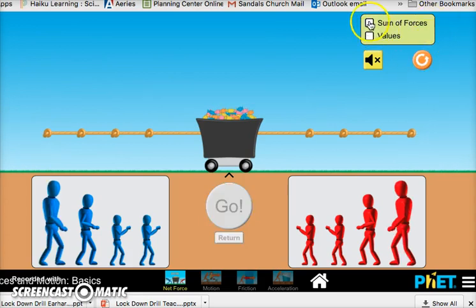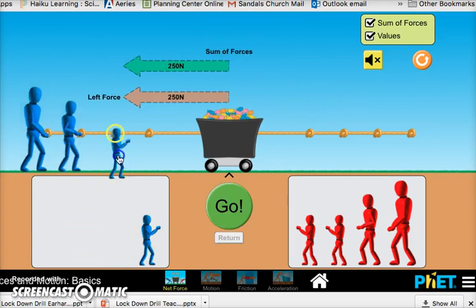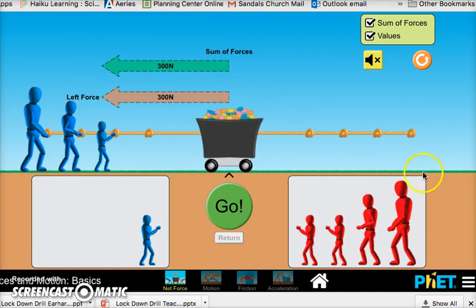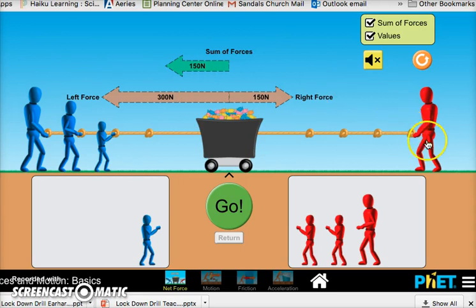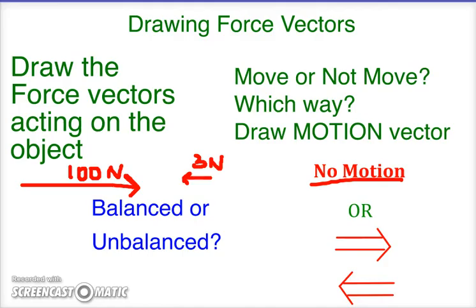Now, if I reset this and I do the second scenario, which is 3 versus 1, I'm going to move any of these 3 blue characters to the left of the cart, and 1 red character. Doesn't matter which one. Now, you may have picked a different character, in which case your force vectors will be different. Notice that this is 300 newtons versus 150 newtons. Therefore, the sum of the force is 150 newtons. You will represent this scenario if the object will move with a double-tailed force vector arrow.